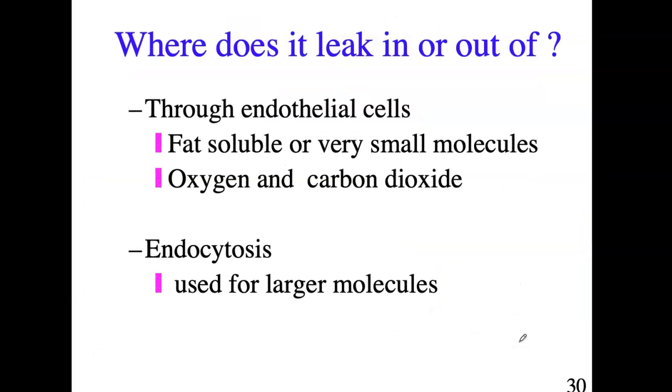Where does it leak in or out of? So we've got to remember here that it's through the endothelial cells. It can go right through the endothelial cell if it's fat soluble or very small. The examples of that are oxygen and carbon dioxide, and they can go in one end of the cell and out the other. So it's just like a sponge there. Now, endocytosis is used, remember, for larger molecules that can't just diffuse through.